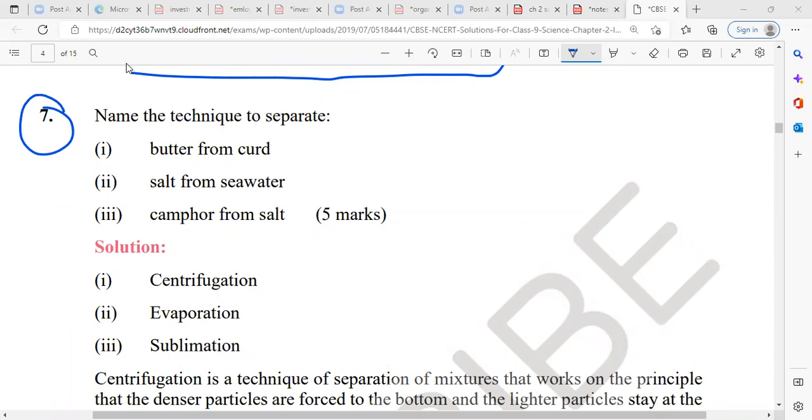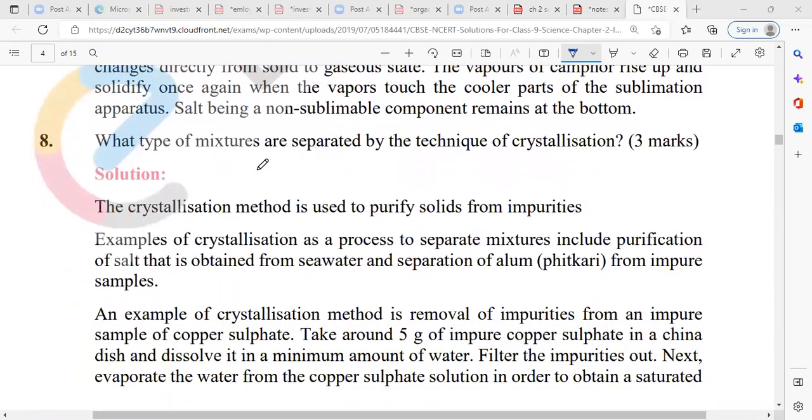Done, ma'am. Okay. Now, what type of mixtures are separated by the technique of crystallization? The crystallization method is used to purify solids from impurities. Examples of crystallization as a process to separate a mixture include purification of salt obtained from seawater and separation of alum, which is fitkari, from an impure sample. Clear?